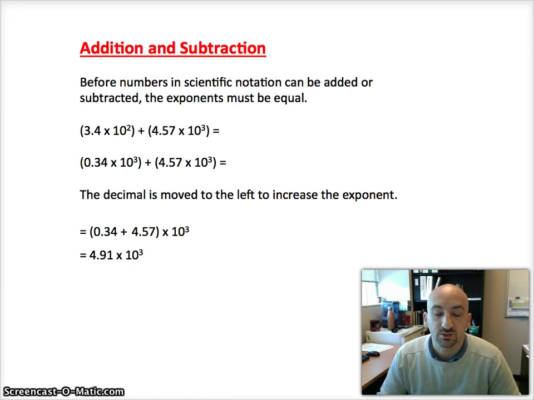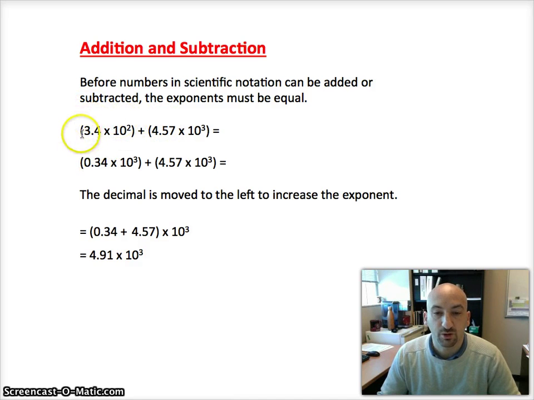Now we can take a look at addition and subtraction using numbers expressed in scientific notation. Anytime you're using addition or subtraction between these numbers, the first thing you need to do is make sure the exponents are equal. In this example, we have 3.4 times 10 to the second plus 4.57 times 10 to the third. We notice the exponents are different. Now we want to make those equal. You could make them both times 10 to the third, or both times 10 to the second, by moving the decimal in one of the numbers or the other.